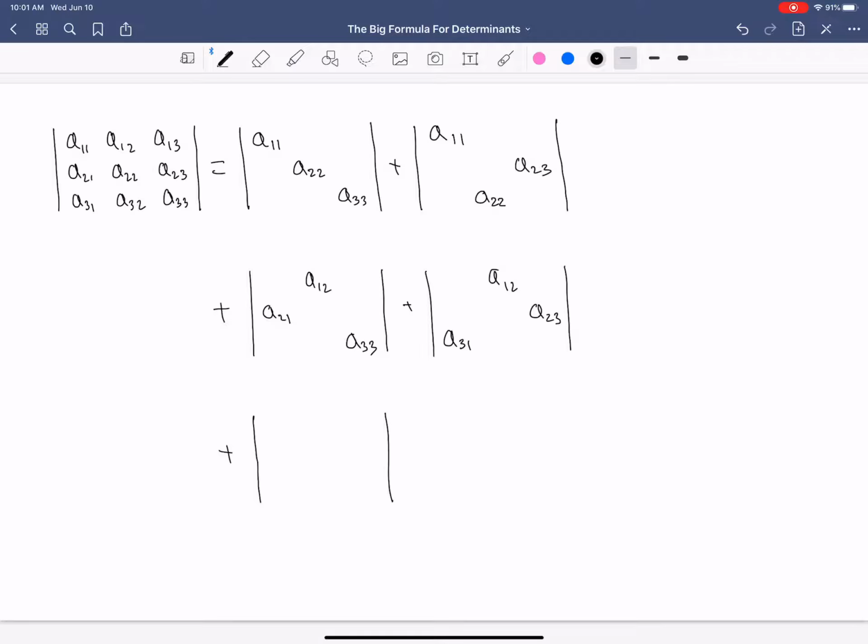Finally, I get to choose A13 from the first row. Now, having chosen A13, I don't look at the first row, I don't look at the third column. Then my choice for the second row is A21 or A22. So I could do A21 or I could do A22. If I have chosen A21, I have to go into the third row and second column, and that is A32. And then here I have A33. Now you see, this is the sum.